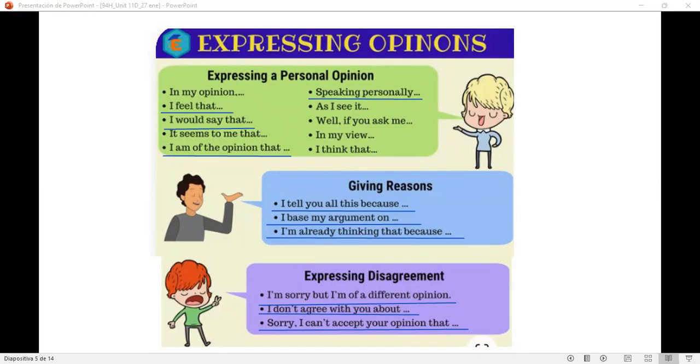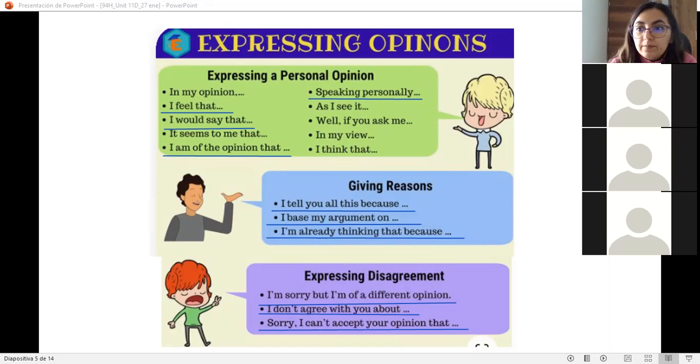So keep in mind the use of these phrases, guys, because you're going to use them in the following writing. Sí, van ustedes a utilizar algunas de estas frases en el writing que van a hacer más adelante. So keep in mind these phrases, guys. Sí, tomen en cuenta estas frasecitas. Okay, let's see the next.